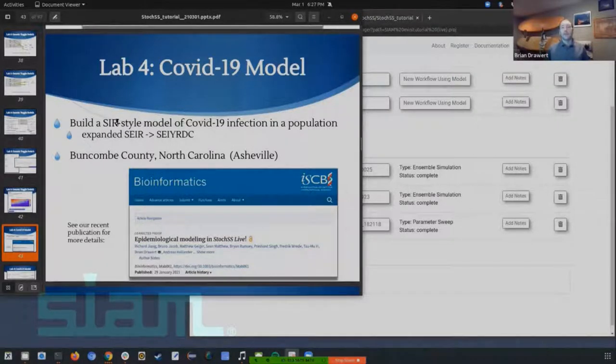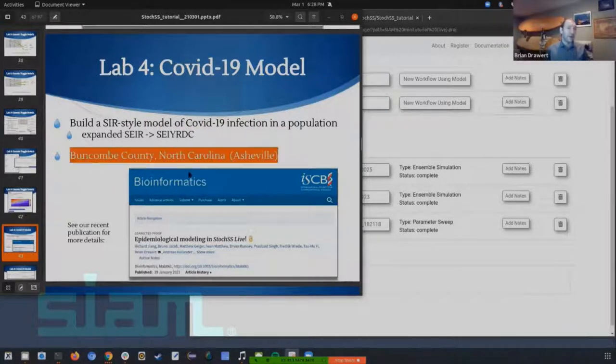We're gonna build an SIR style model of COVID-19 infection within a single population. So SIR stands for susceptible, infected, removed. But actually we wanna build a much more complicated model. It turns out that SIR doesn't work great for COVID-19. So we did this expanded model: susceptible, exposed, infected, removed, but even that wasn't quite enough. So we have this SEYRDC model, which I'll go through in just a second.